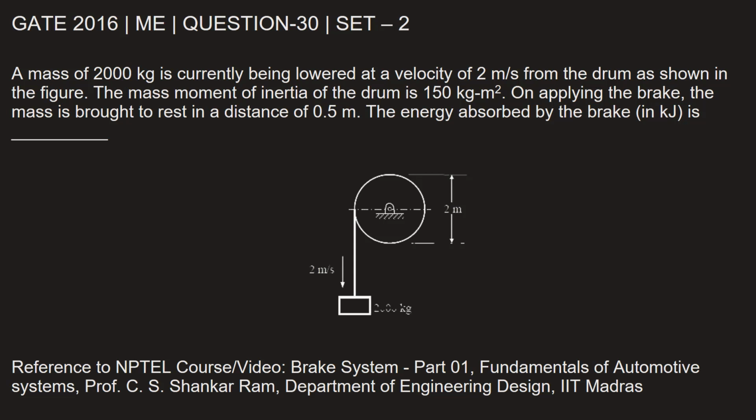Let's find out. I'll start by writing the given things. Mass is given to be of 2000 kg. Velocity of the mass is 2 meter per second. Mass moment of inertia is 150 kg meter square. Brake distance, let's denote it by D, is 0.5 meter.